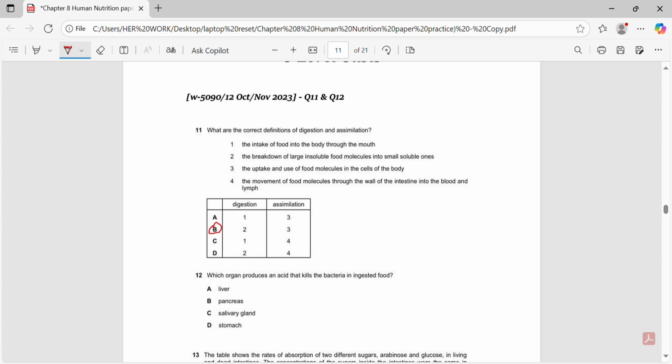Alright, on to the next one. It's also an MCQ. Which organ produces an acid that kills the bacteria in ingested food? The only organ that produces an acid is the stomach, which secretes hydrochloric acid.